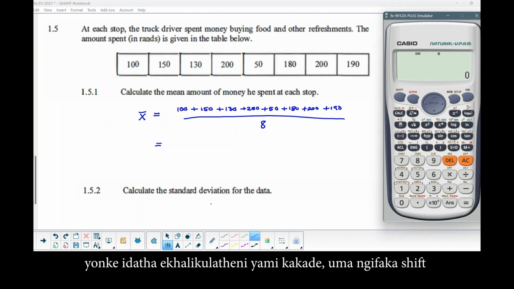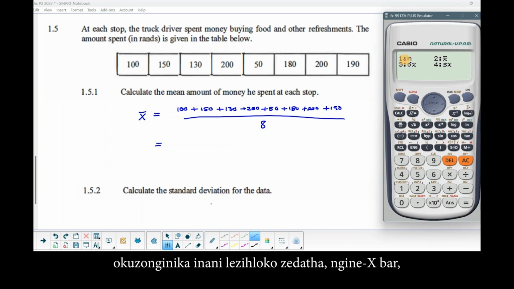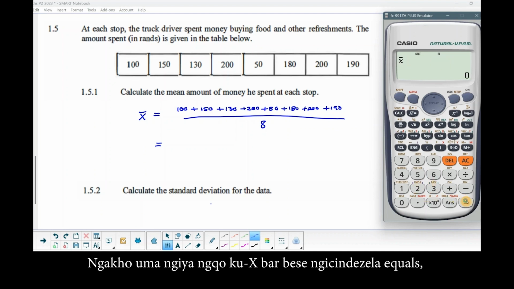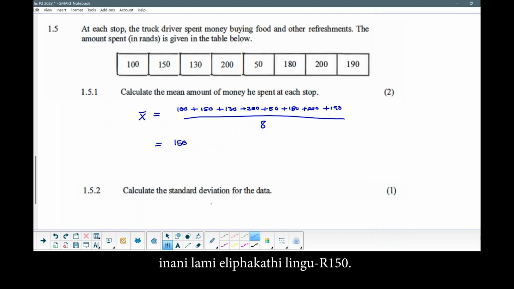Alternatively, because I've entered all my data onto my calculator already, if I go Shift and 1, and this time I choose option 4, which is my variables, I have N, which will tell me the number of data elements. I have X bar. And we've just discovered that X bar will give me my mean. So if I go straight to X bar and press equals, my mean is 150 Rand.